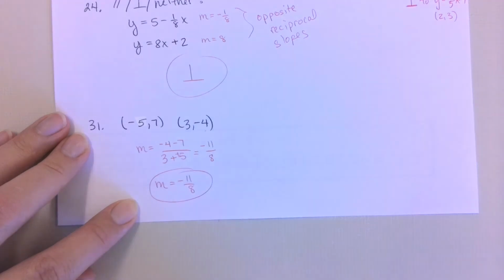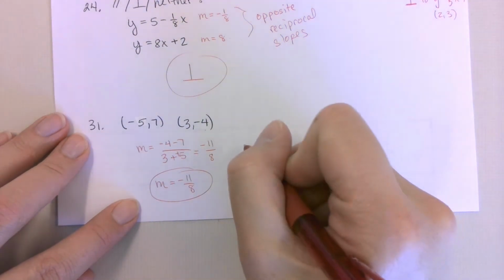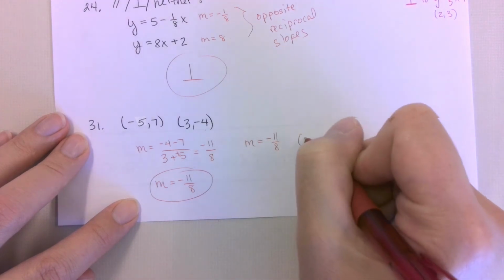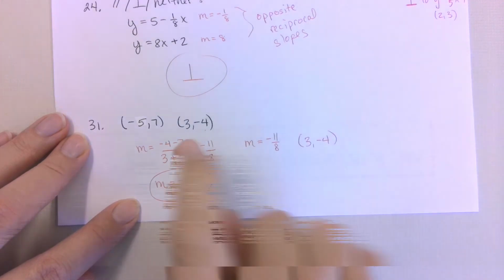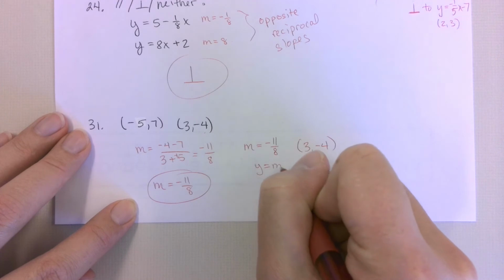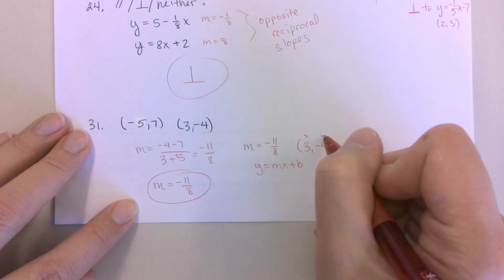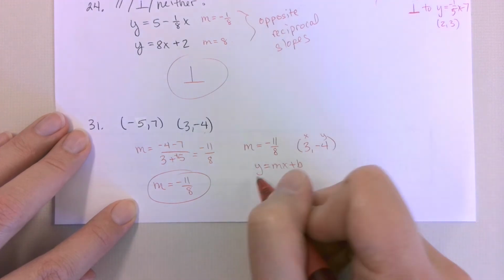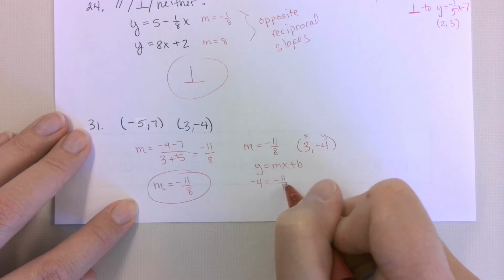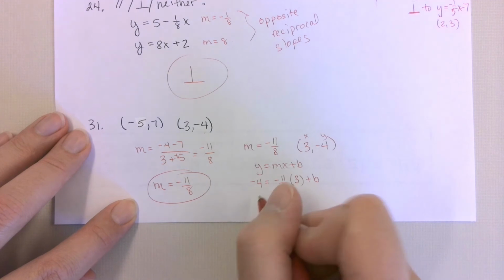Now that's my slope. I still need to write the equation of a line in slope-intercept form. So I'm going to use my slope of negative 11/8, and I'm just going to go ahead and pick the point 3, negative 4. So you can pick either point. And I'm going to go ahead and plug this into y equals mx plus b. Again, you can use point slope. So here's everything I need labeled. This gives me a template. Put my negative 4 in here for y. My slope is negative 11/8. My x is 3, and b is what I'm looking for. So I'm going to go ahead.